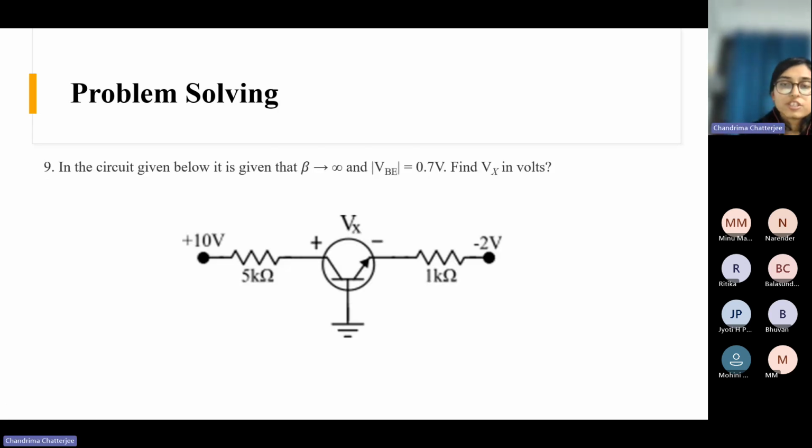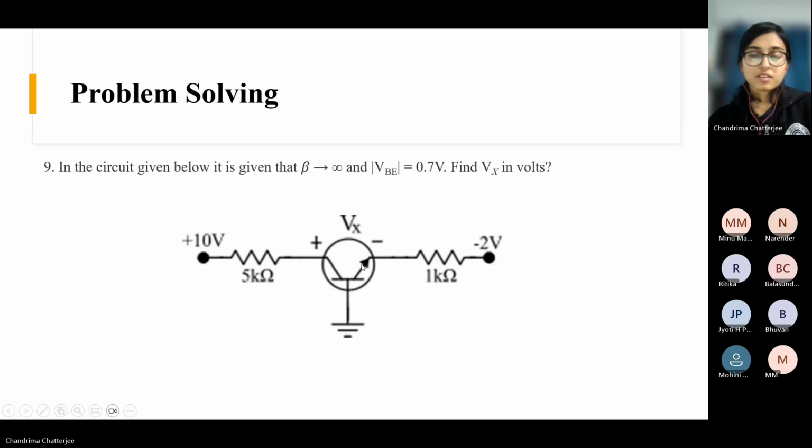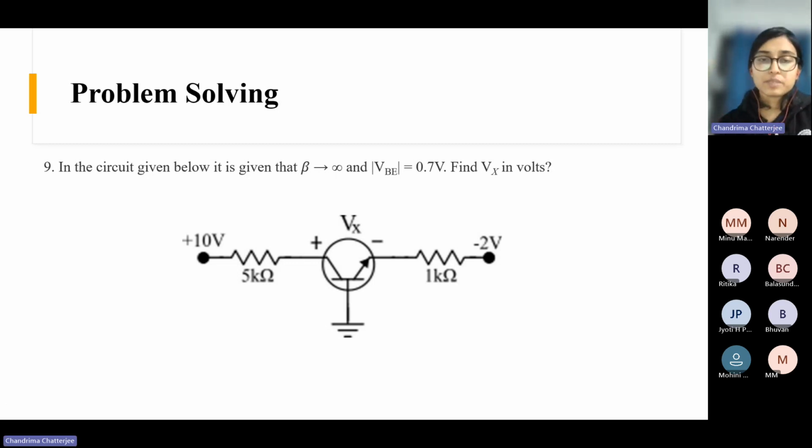Next we have this question. In the circuit given below, it is given that beta tends to infinity and VBE is 0.7 volt. Find the value of Vx. So what does it signify? Beta tending to infinity, what does it signify? Can anyone tell? What is the meaning of beta tending to infinity?